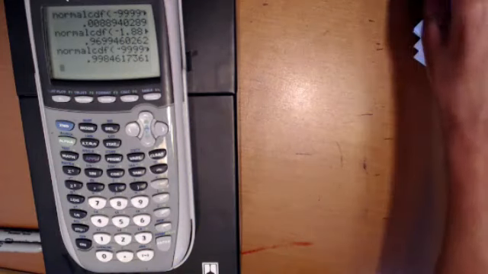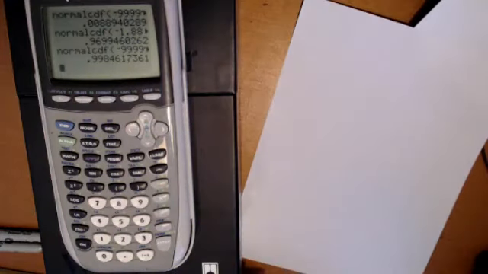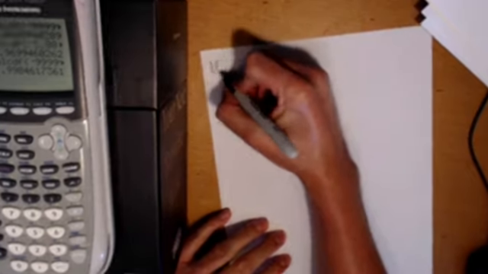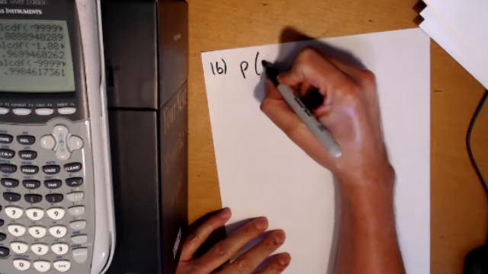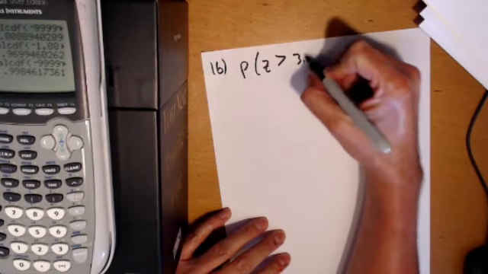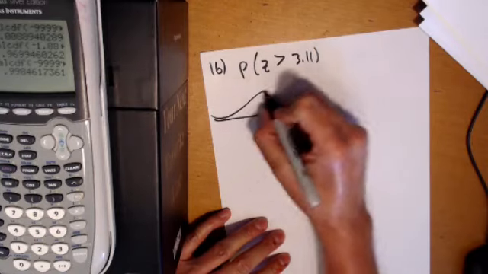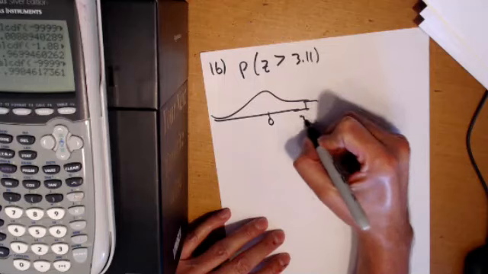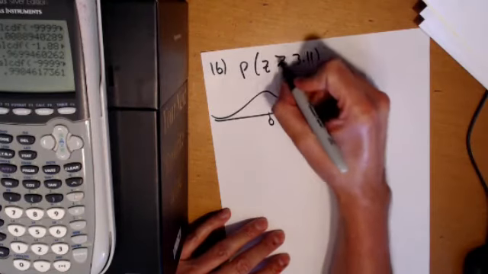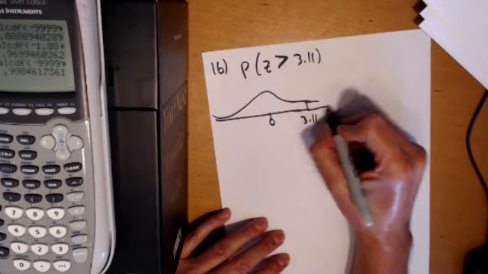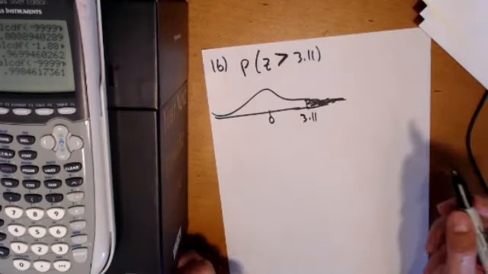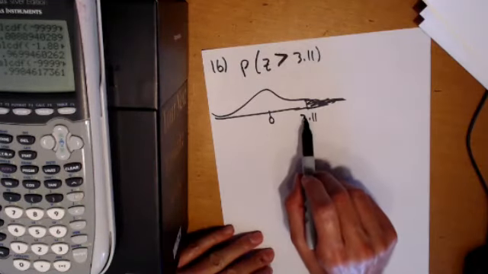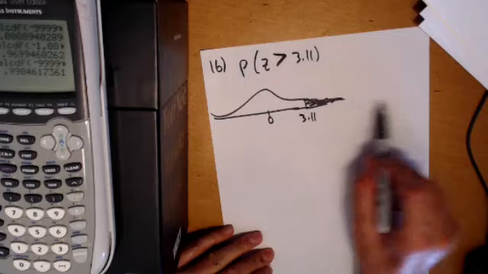Moving on to problem number 16. Whew, this is tiring. 16. Probability that z is greater than 3.11. Picture. 0's in the middle. The positive 3.11 is way out here. Which way do I shade? To the right, right tail. Okay, so my lower bound is 3.11. My upper bound is infinity.